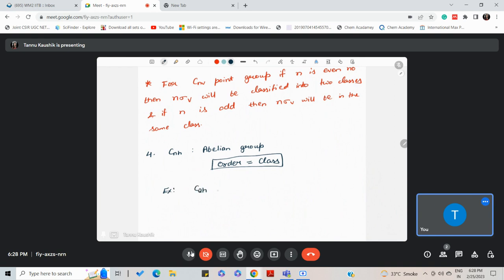Example: C2h point group. It has E, C2, i, and sigma h symmetry operations. Each of these operations has different symmetry effects, so each of them will be in a different class. So here the order is 4, so the number of classes will be 4.